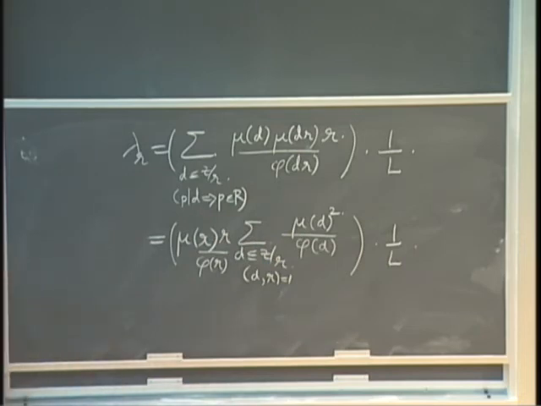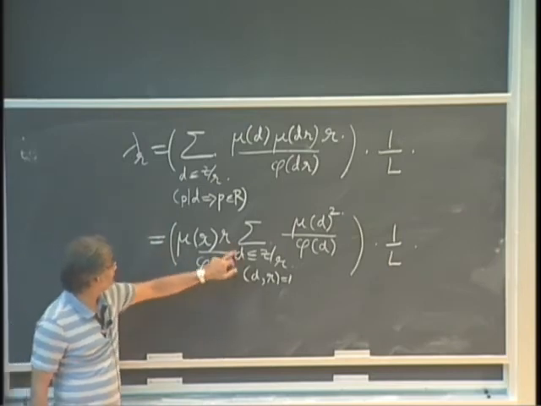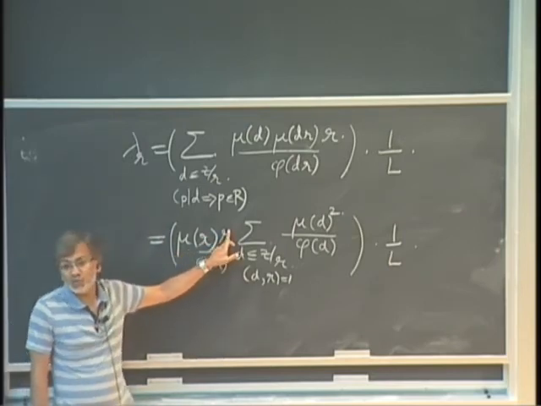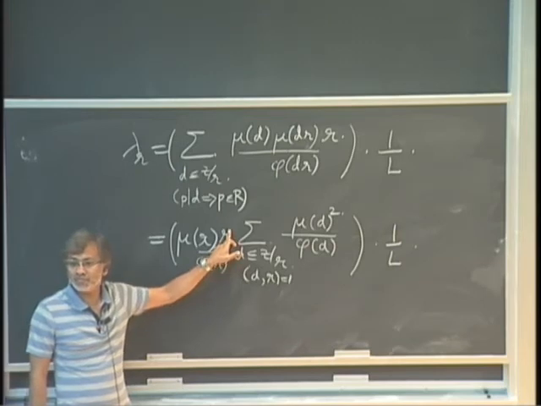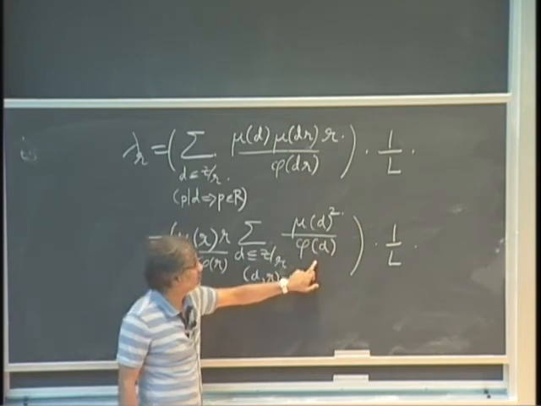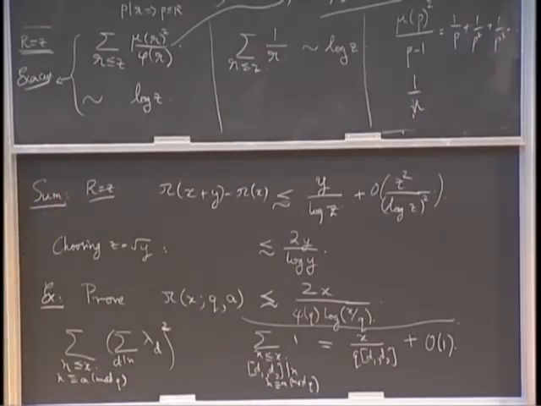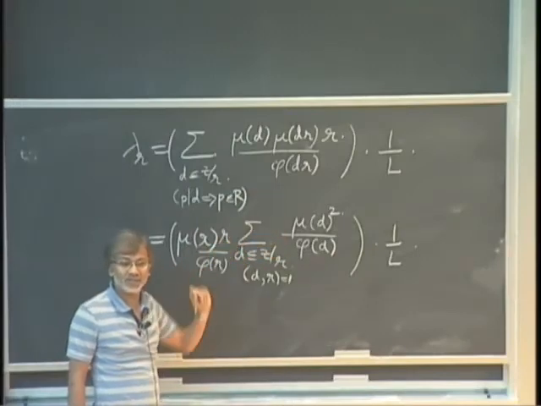Is that okay? So you should think of it as basically mu of r times some object. This r over phi of r, usually it's like 1. Okay? And then I have here a sum of mu of d squared over phi of d, which is kind of exactly like this sum of mu of r squared over phi of r, except that instead of r going up to z, this d goes up to z over r. Is that okay? And I drop this condition, just as I drop the condition there.